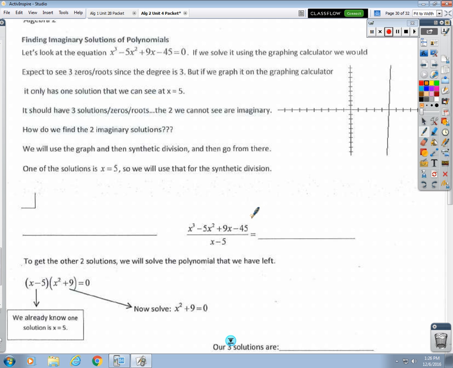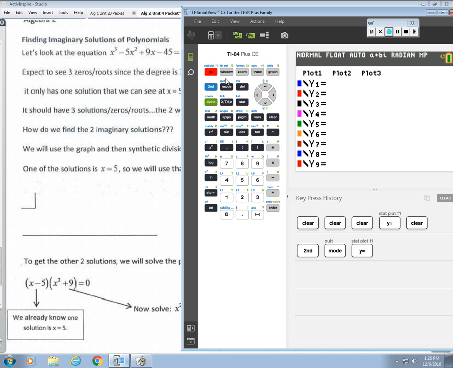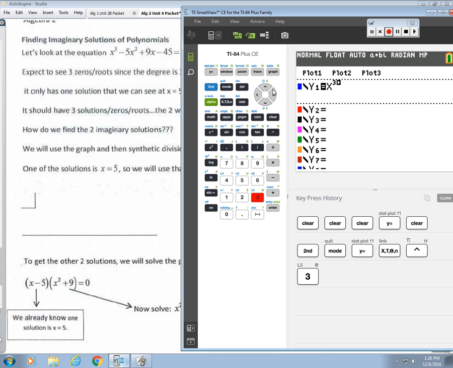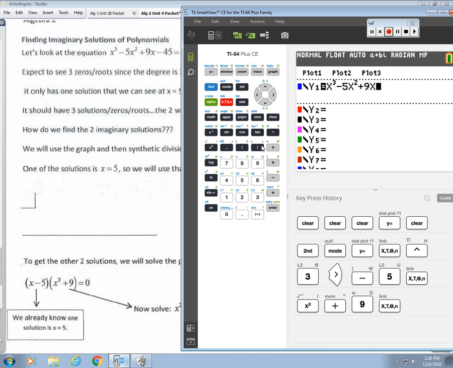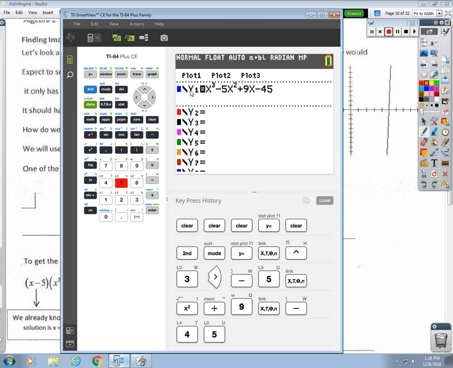Let's look at the equation x cubed minus 5x squared plus 9x minus 45 equals 0. Okay, so what I'm going to do is graph it. So y equals x cubed minus 5x squared plus 9x minus 45. Okay, all I've done so far is type in this polynomial's equation. Before I actually hit graph to see the picture of it, what degree is it? 3. How do you know that? Because its highest exponent is a 3, right?